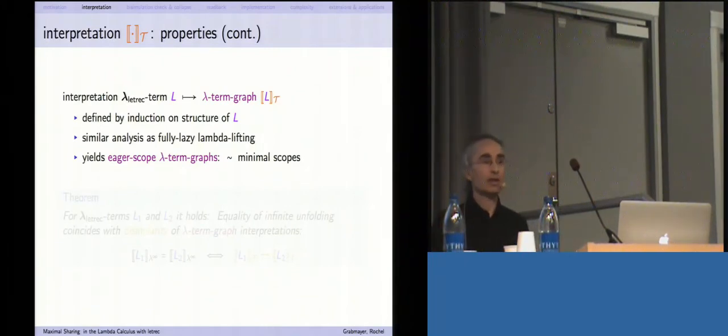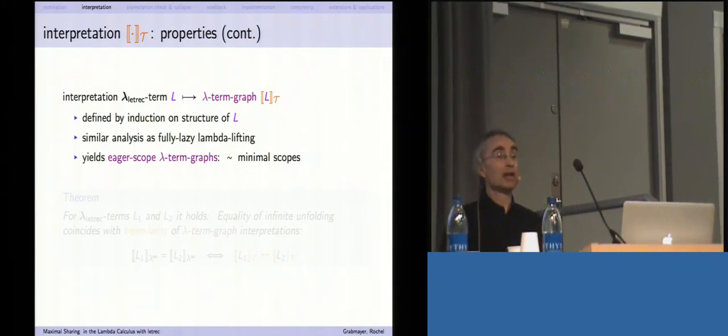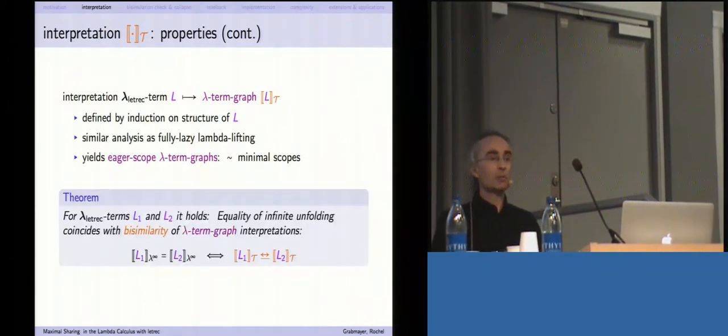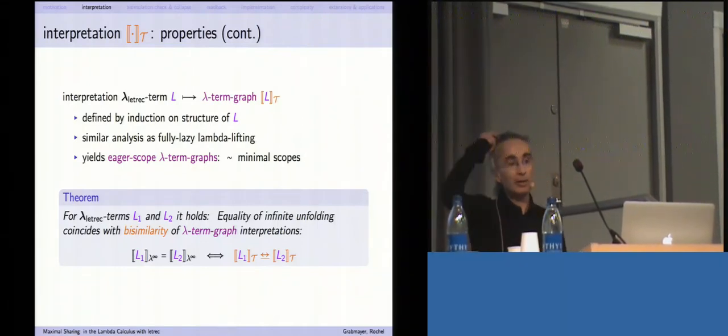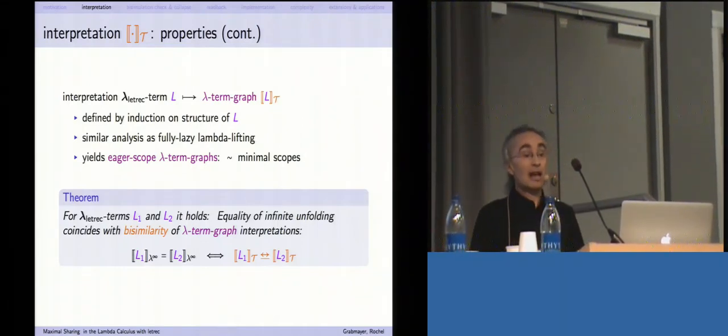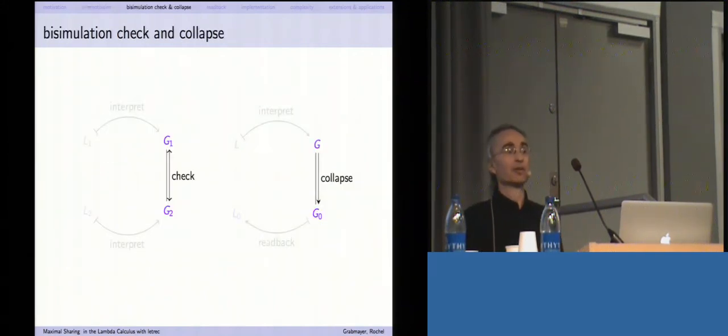Our interpretation is actually defined formally by induction on the structure of the lambda letrec term. It is based on a similar analysis as that one of fully lazy lambda lifting, and it yields so-called eager scope lambda term graphs. And by that we mean more or less minimal scope. And the crucial property of our interpretation is the following one, namely that two lambda letrec terms have the same infinite unfolding if and only if their term graph interpretations are bisimilar. And let's look at that in our example for the second step of our method: bisimulation, check and collapse.